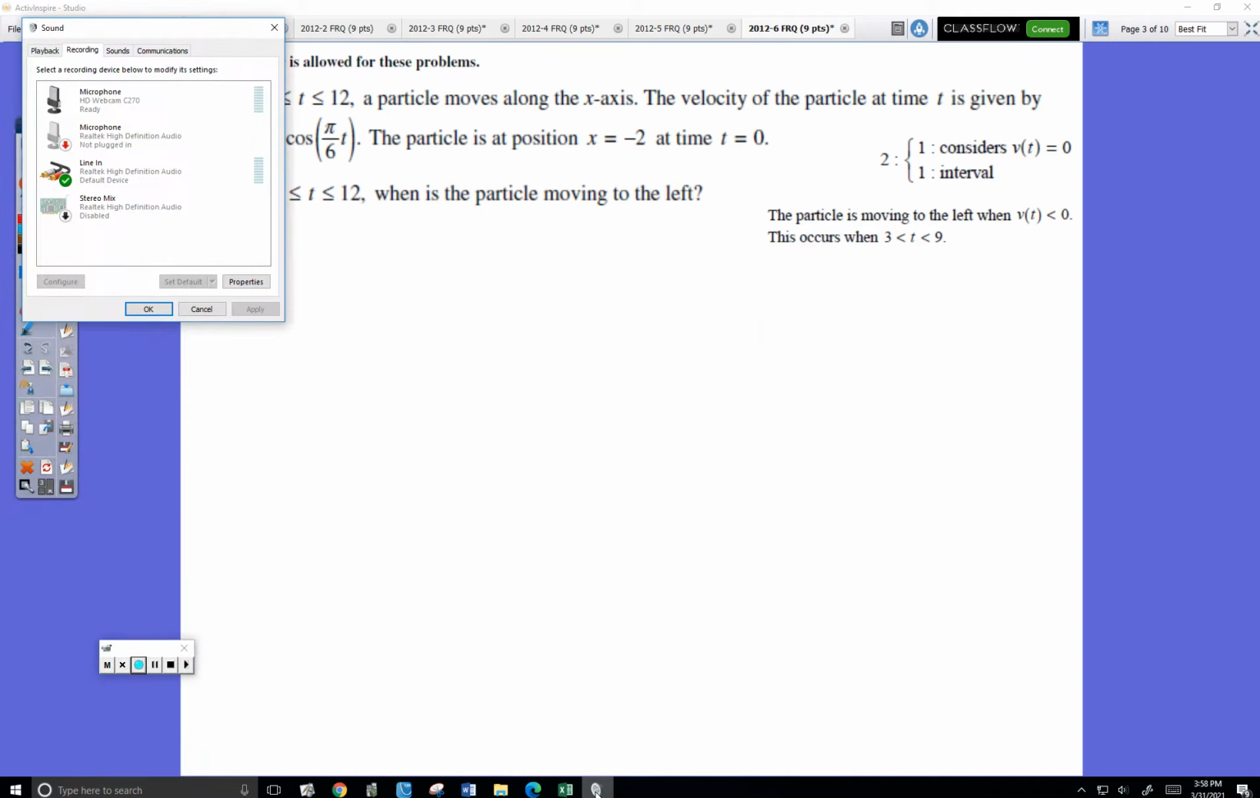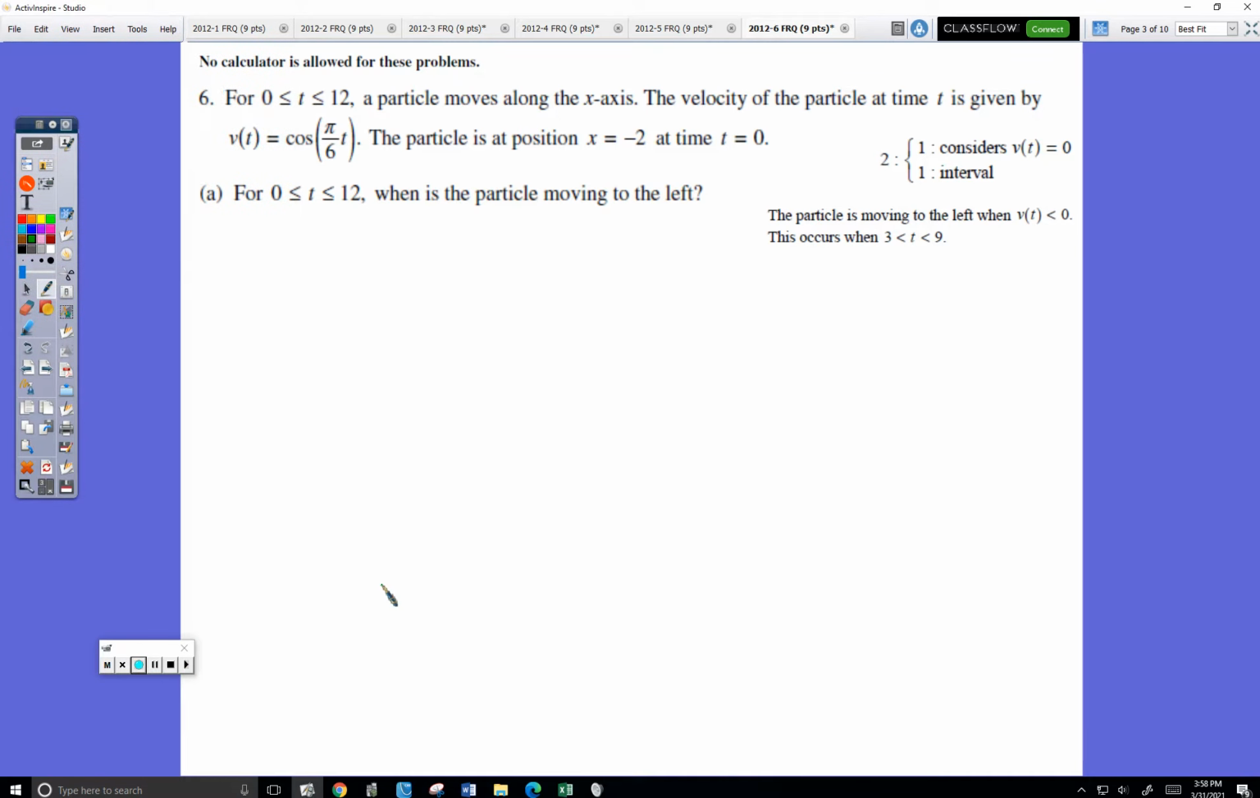Okay, for time 0 to 12, when is the particle moving left? It says for 0 to 12, the particle moves along the x-axis. I don't need that, we talk all the time about that. We have the velocity of the particle, so it's a pretty straightforward problem.